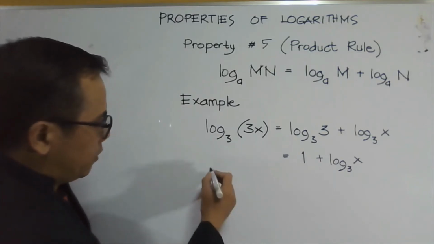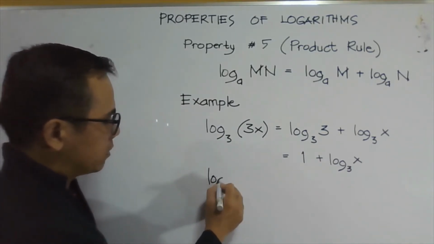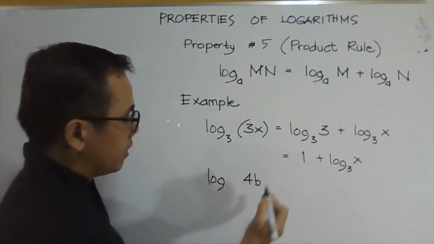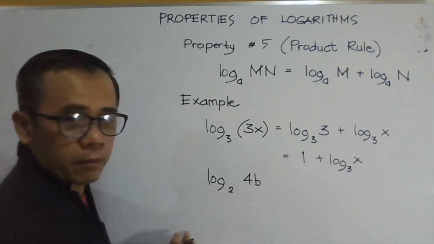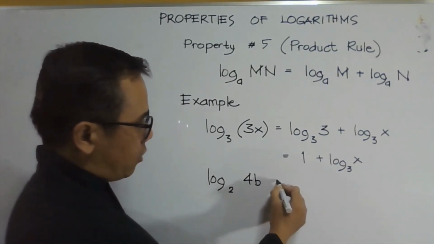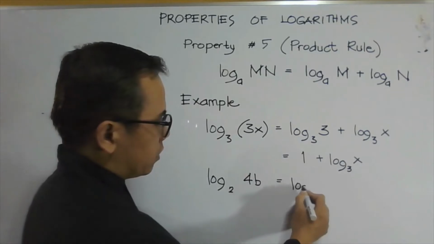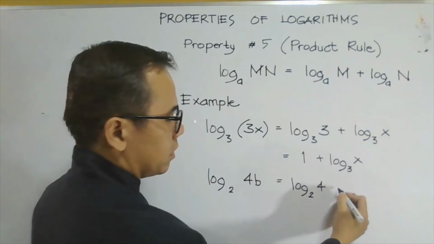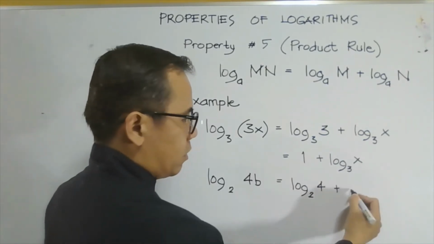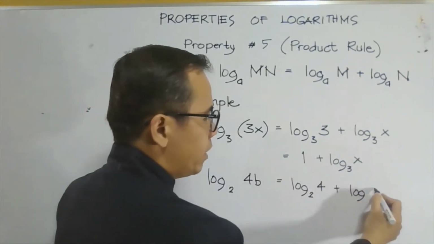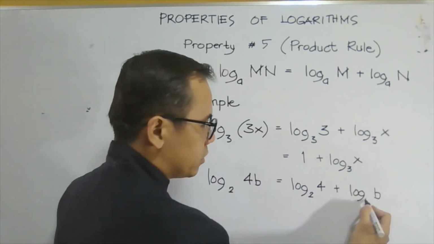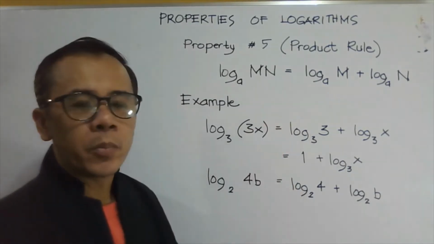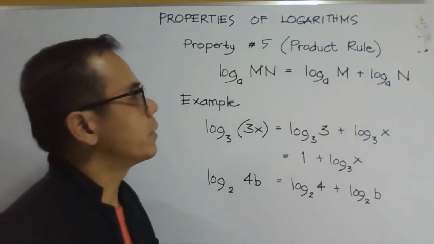Another example, we have log 4b base 2. So this is equal to log 4 base 2 plus log of b base 2. This is the fifth property, or we call it the product rule.